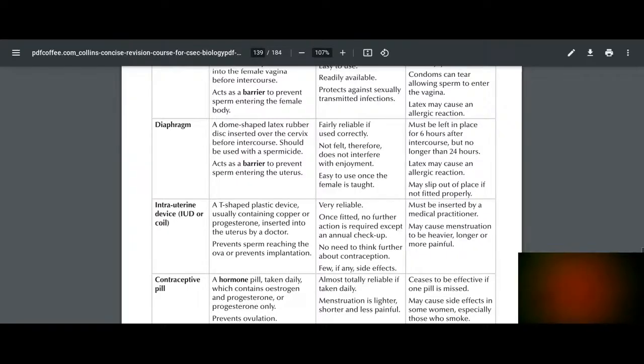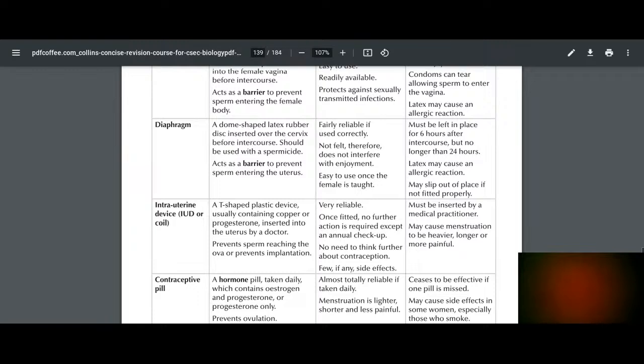Intrauterine device: a T-shaped plastic device usually containing copper or progesterone, inserted into the uterus by a doctor. It prevents sperm reaching the ova or prevents implantation. Advantage: very reliable. Once fitted, no further action is required except an annual checkup. No need to think further about contraception. Few, if any, side effects. Disadvantage: it must be inserted by a medical practitioner, and may cause menstruation to be heavier, longer, or more painful.